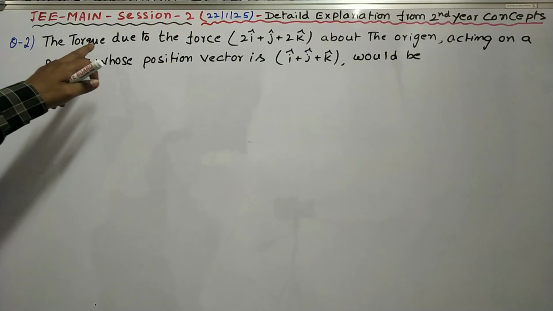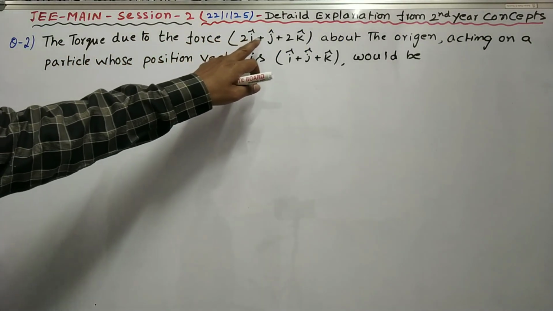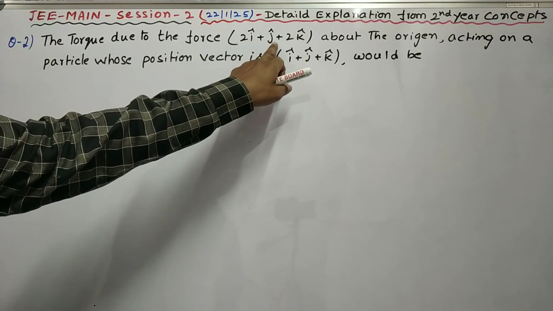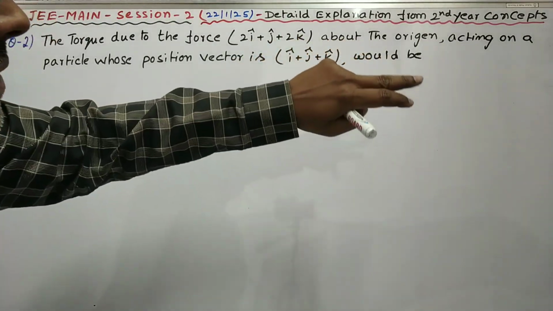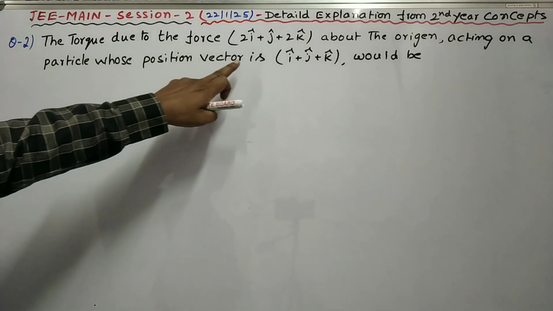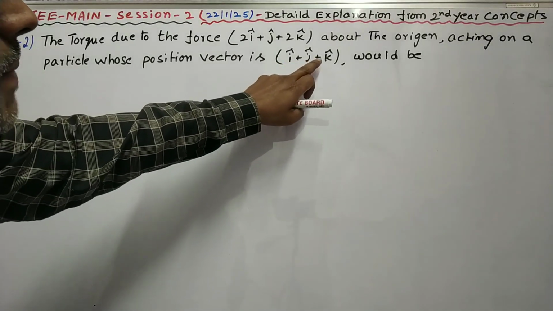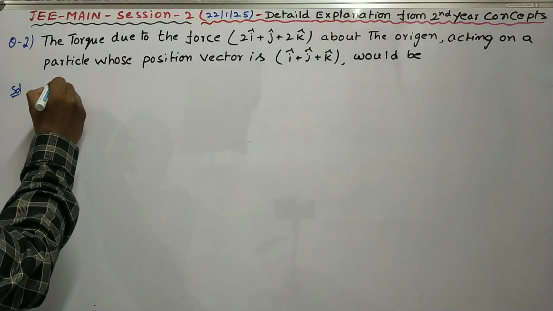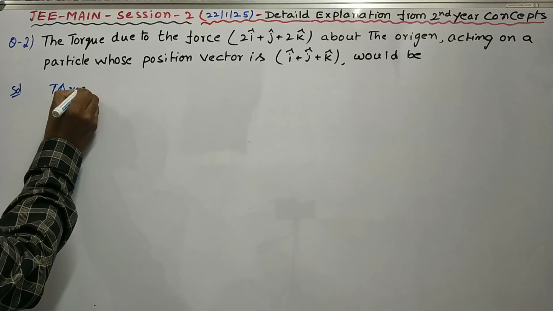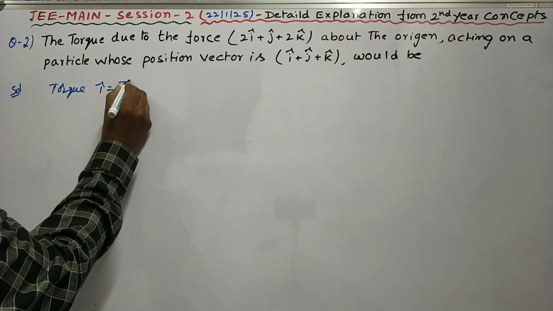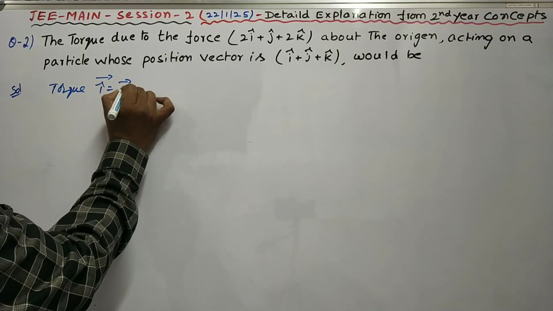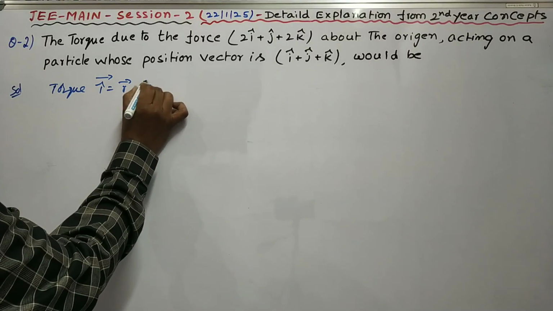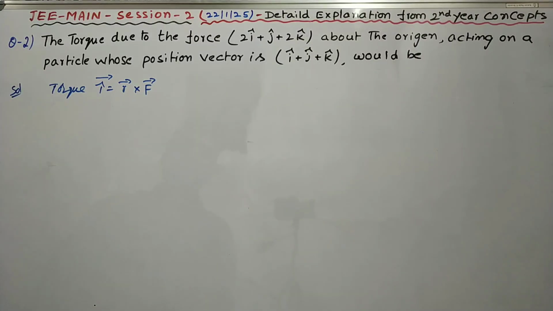The second question: the torque due to the force 2I cap plus J cap plus 2K cap, about the origin, acting on a particle whose position vector is I cap plus J cap plus K cap, would be. The solution for this question: torque tau is a vector, so torque is equal to R bar cross F bar.